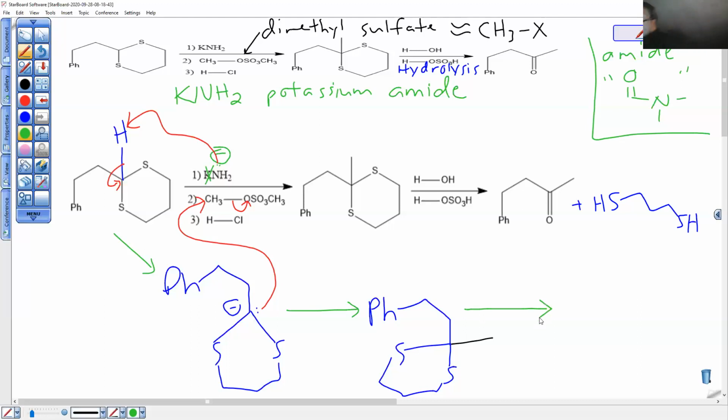Clearly, you need to get an O onto this position. So somehow, some way, you need to activate that carbon towards attack. Sulfurs have to go. How do you make sulfur into a better leaving group? Translation, it's the same question as how do you make oxygen a better leaving group? Protonate it. We're going to use sulfuric acid.